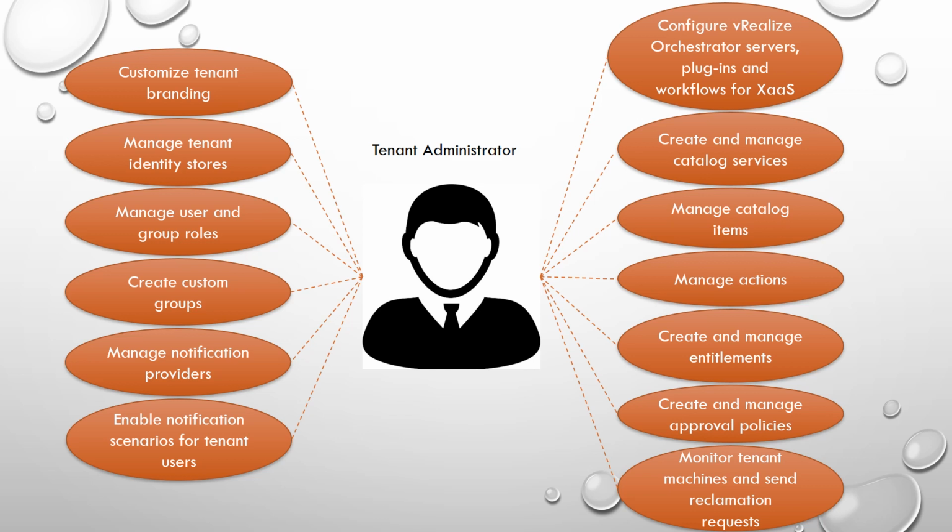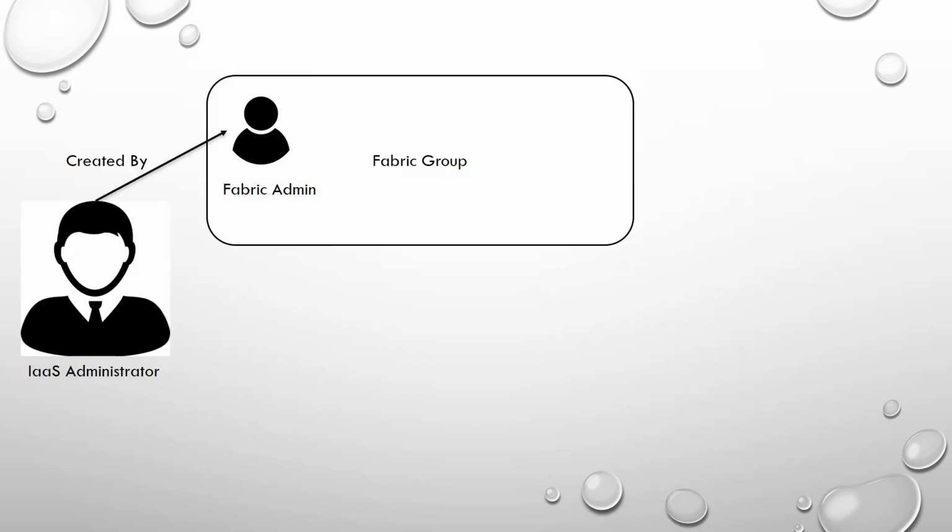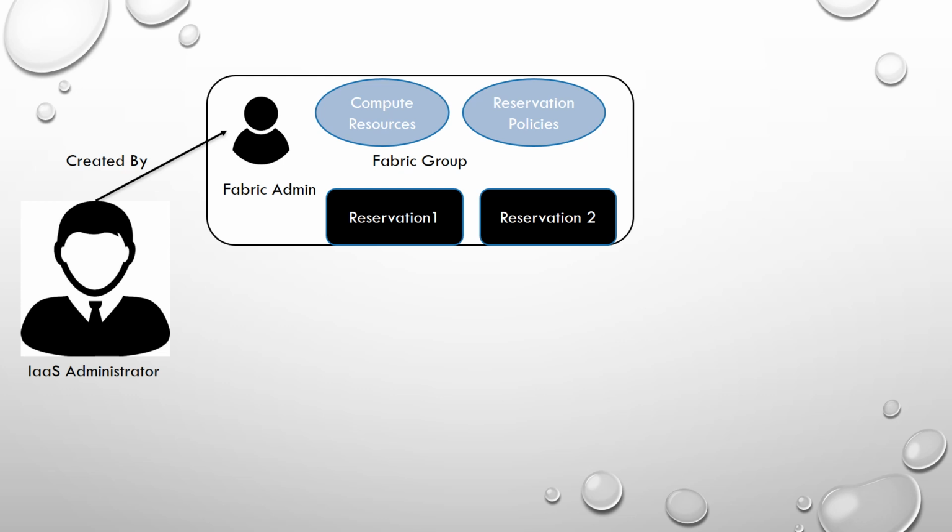That was enough ranting. It's time that we discuss the next role, and that will be your Fabric Administrator. Now let us discuss the Fabric Administrator. It is designated by the IaaS admin while creating or editing a fabric group. It manages physical machines and compute resources assigned to their fabric groups.